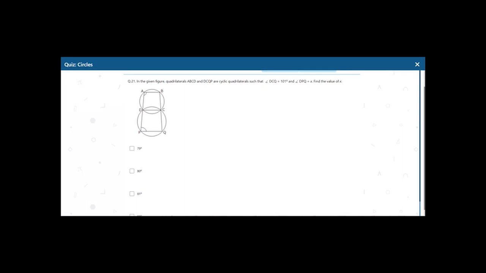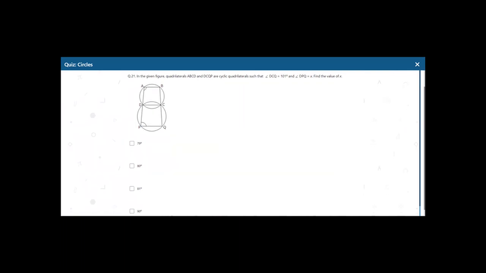ABCD, DCQP are cyclic quadrilaterals. DCQ is 101. DPQ is X. How much is DPQ? Sneha has to answer. Option A, ma'am. 79. Correct. That's correct.